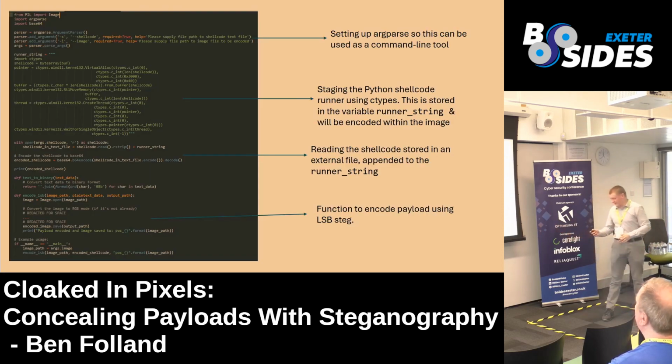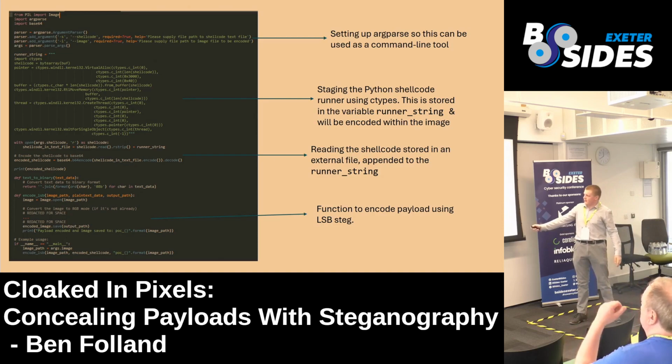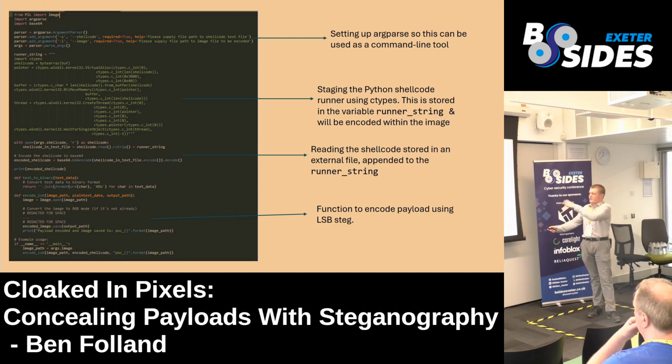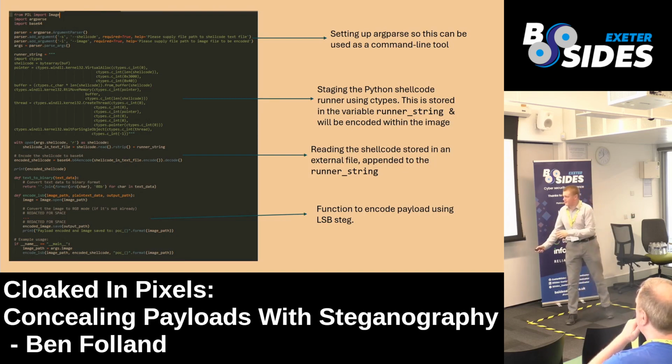So let's break it down. Here is the full script. The first 4 lines, ignoring the imports, basically set it up so we can use it as a command line tool. I've then got this runner string here, and we import the ctypes module, and we use quite a few different Win32 APIs. This bit of code is a string, and inside the string is further Python code. This string is going to be encoded within the image alongside the shellcode. This will be our second stage payload that is executed on your target host, on your compromised host.